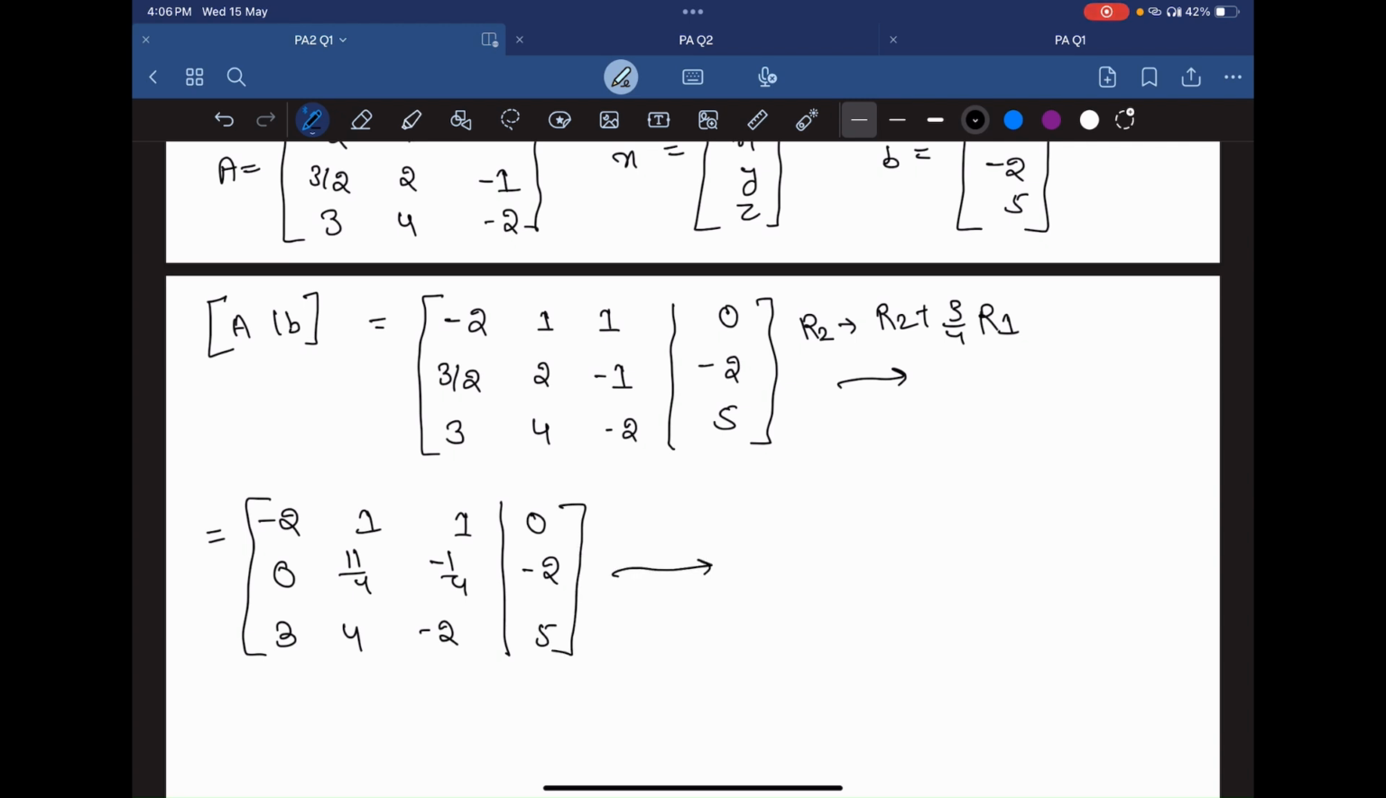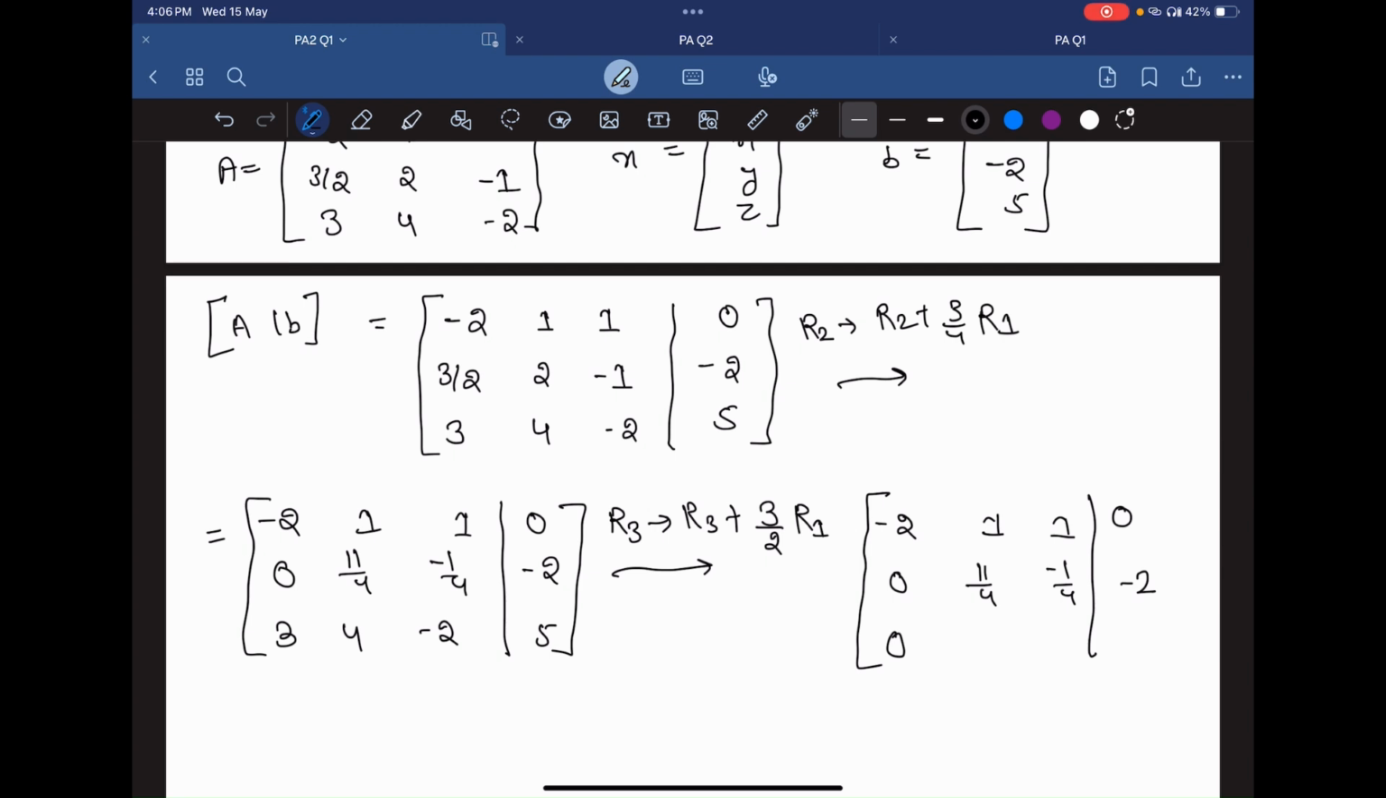Now let's do a row operation on the third row, that is R3 plus 3 by 2 R1. So the first row will remain as it is, the second row will also remain as it is, and for the third, this would be 0, 11 by 2, minus 1 by 2, and 5.